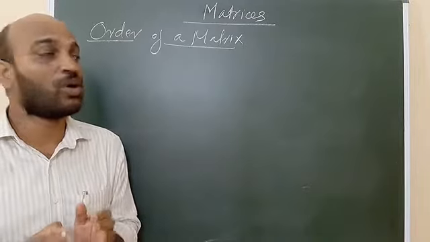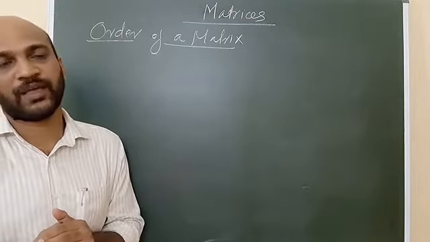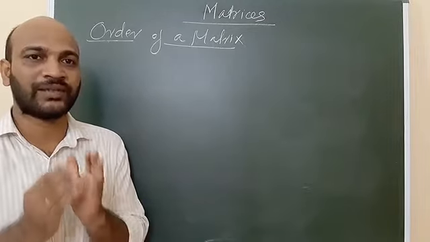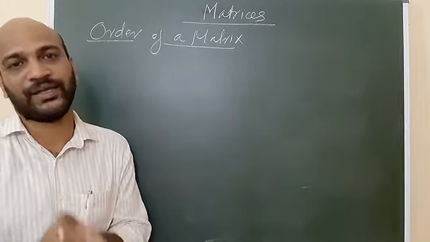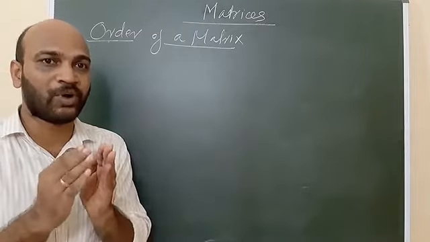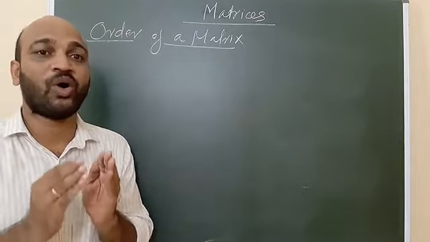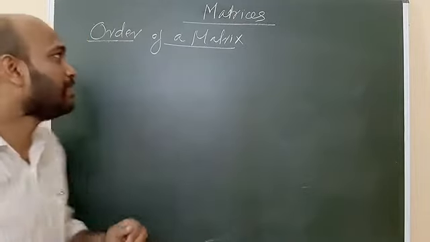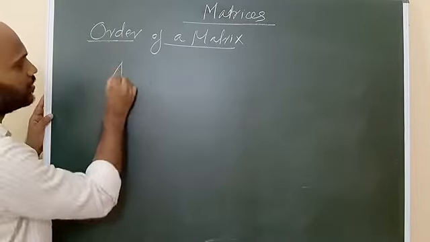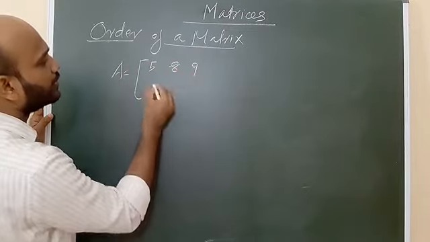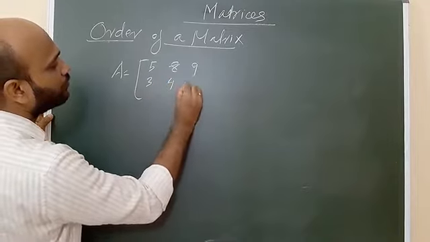Now we have to study about order of a matrix. If a matrix has m rows and n columns, then order of the matrix is m by n. That is the definition. If a matrix has m rows and n columns, then order of the matrix is m by n. For example, let one matrix A equal to 5, 8, 9, 3, 4, 3.